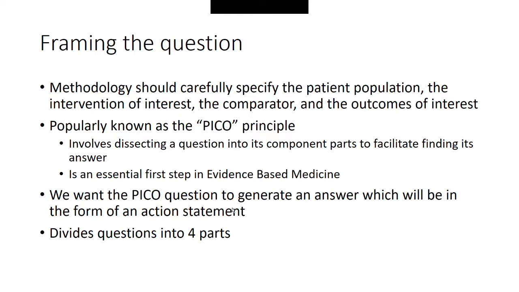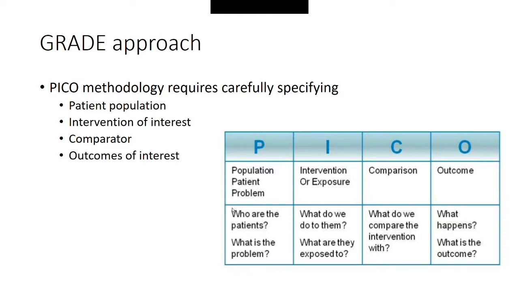It involves carefully specifying P, the patient population, I, the intervention of interest, C, the comparator, and O, the outcomes of interest. Looking at this diagram, P stands for population, patient, or problem. Who are the patients? What is the problem? I stands for intervention or exposure. What do we do to the patients? What are they exposed to? C is for comparison. What are we comparing the intervention with? And O is for the outcomes. What happens and what is the outcome? What are the outcomes?